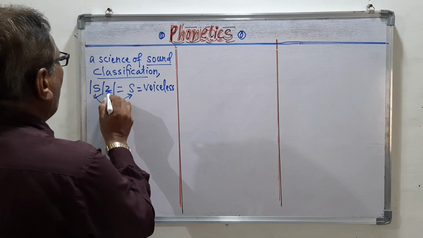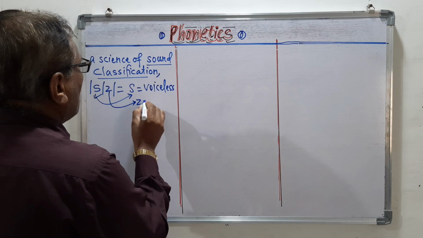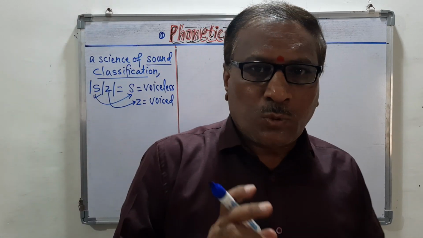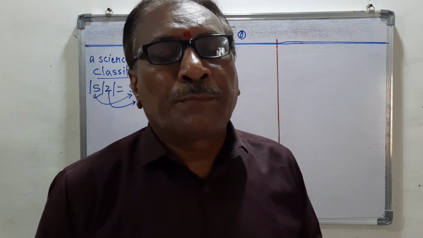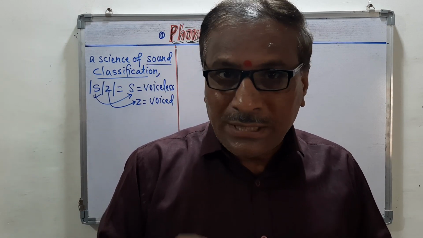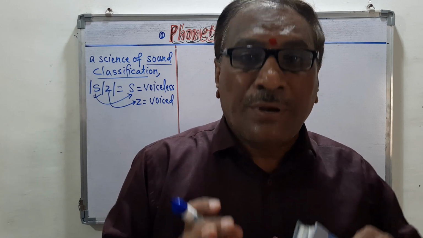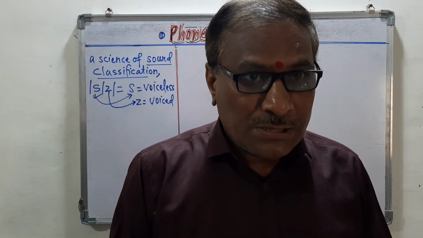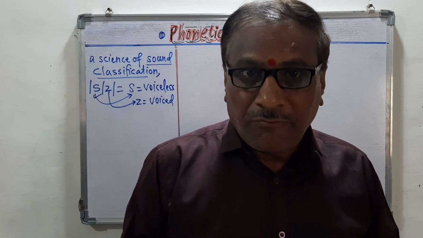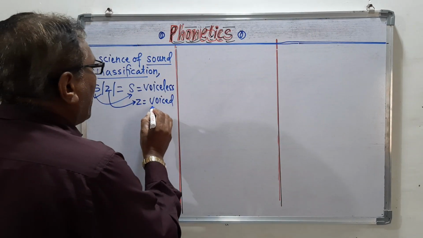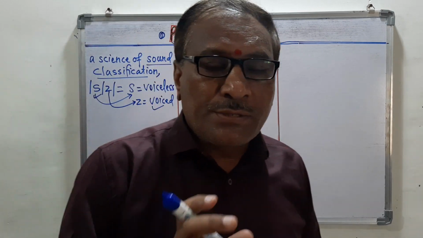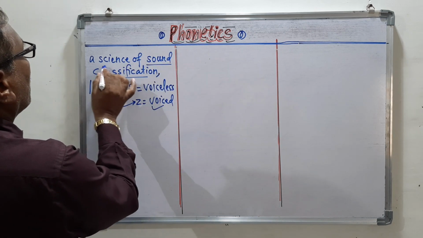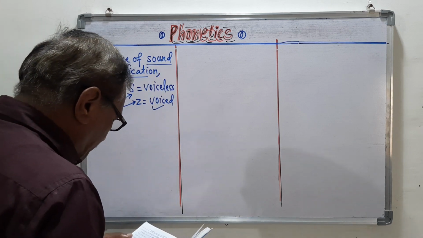The second thing I will explain is that Z is a voiced sound. Voiced means what? When we pronounce this Z, the vocal cords vibrate. It means there is compression, means they go through tension when we pronounce this Z, and that's why this Z is the voiced sound. So we can say that phonetics is the science of sound classification.